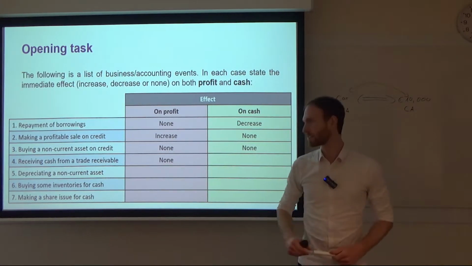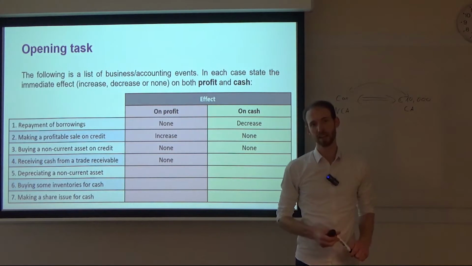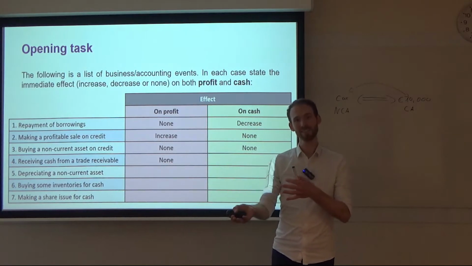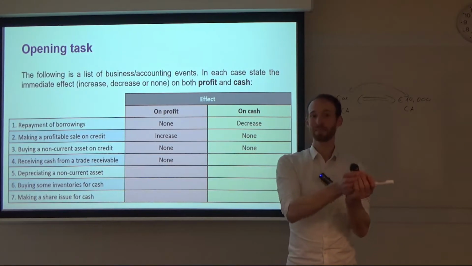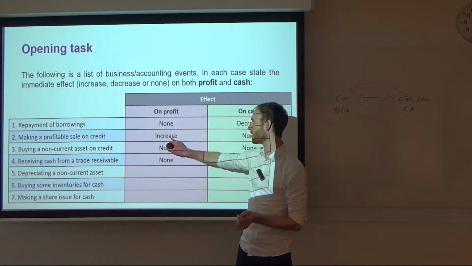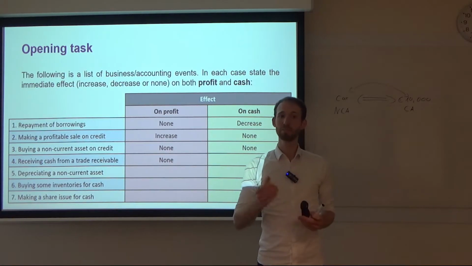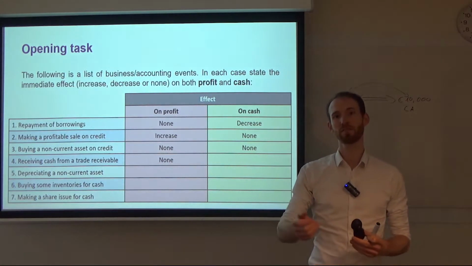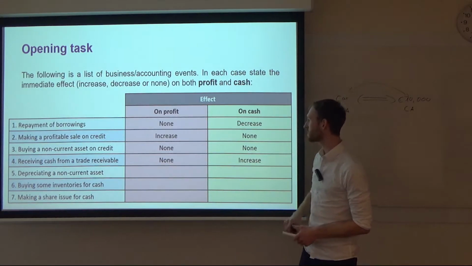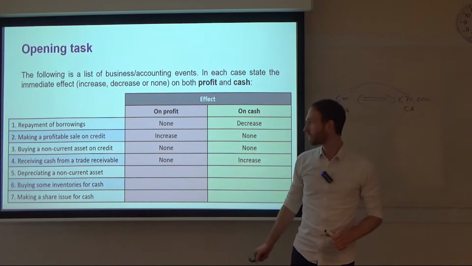Why is that? It's because here already we recognize that there is a profitable sale. And here they don't buy again, but they simply pay us the money. So this means that the profitable sale has already been recorded here. That's why now nothing happens. They simply give us the money which they still needed to give us. So of course on cash it has an increasing effect, but on profit there's no effect.